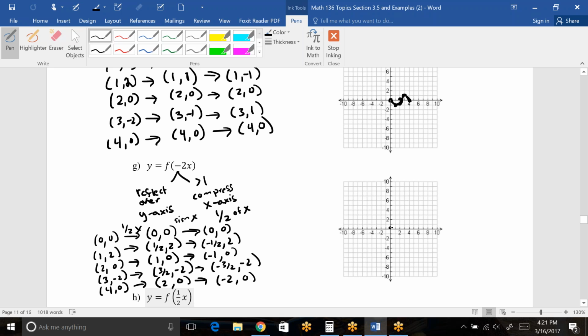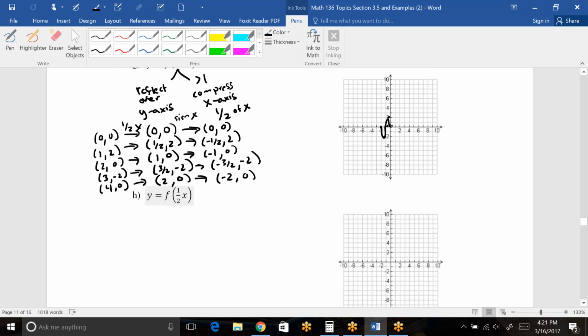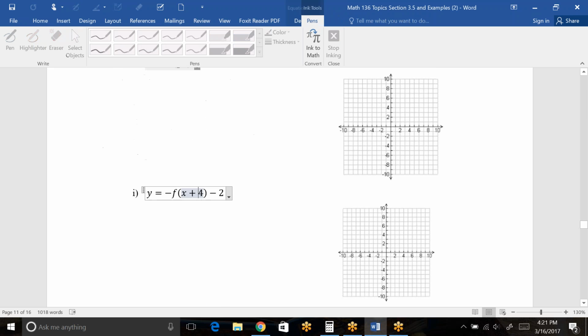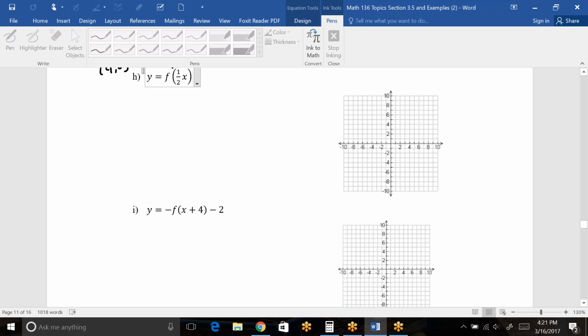So this would be plotted out as 0, 0, negative 1 half, 2, negative 1, 0, negative 3 halves, so that's 1.5, negative 2, and negative 2, 0. So notice my shape has been reflected across and squished in or compressed. And then we have this one right here before we get into some multiple transformation ones. This is just got the 1/2 inside.